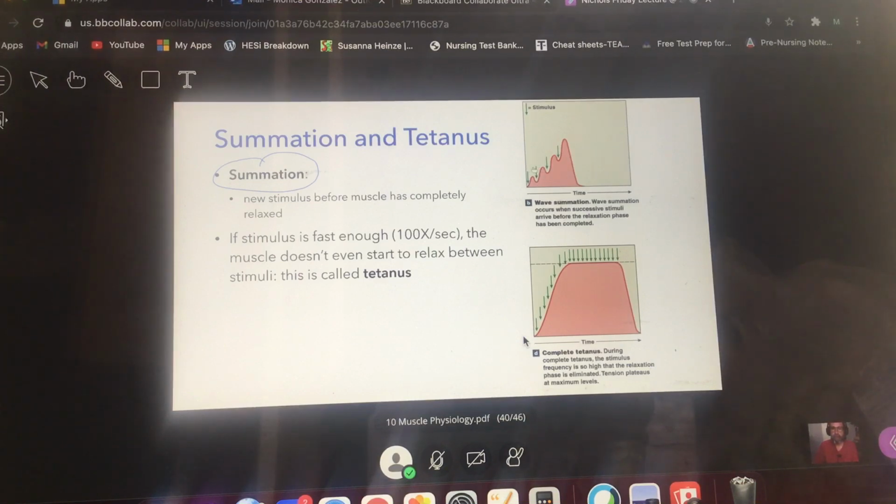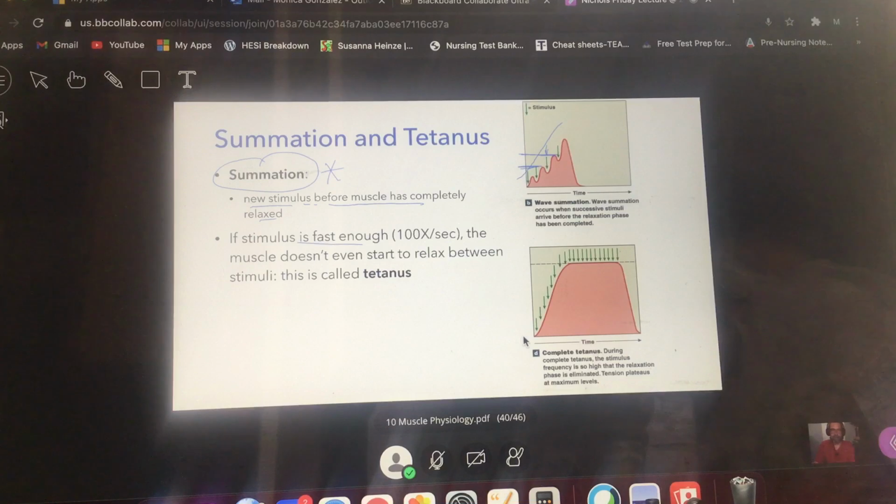But notice that the magnitude of the twitch, the strength of the twitch of that second one, is greater than the first one. And then if you let it start to relax and hit it with another action potential before that second one is fully relaxed, then you get another twitch that's even greater than the one before. The overall effect is an increase in force of contraction that's known as summation, where you get a new stimulus before the muscle has completely relaxed.